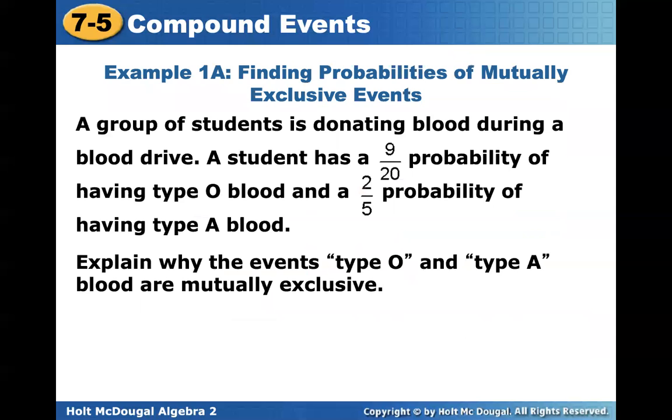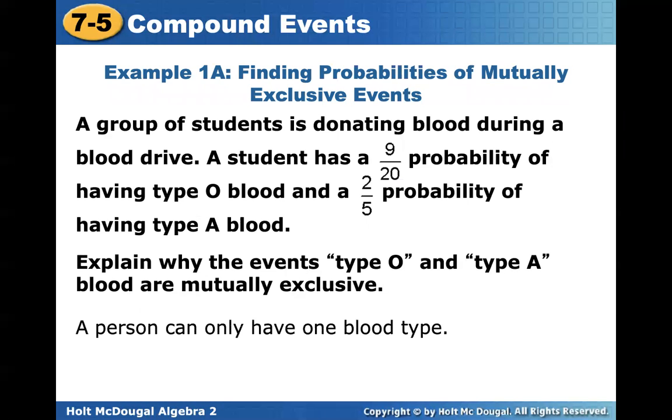Now, example 1A, finding probabilities of mutually exclusive events. A group of students is donating blood. We had a blood drive on Monday. A student has a 9/20 probability of having type O blood and a 2/5 probability of having type A blood. Explain why the events type O and type A are mutually exclusive. You have one blood type, right? A person's not going to have more than one blood type.